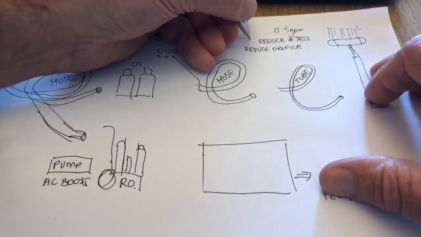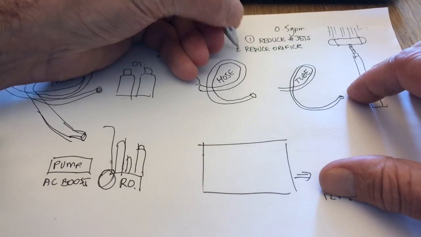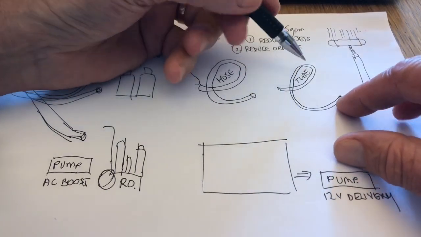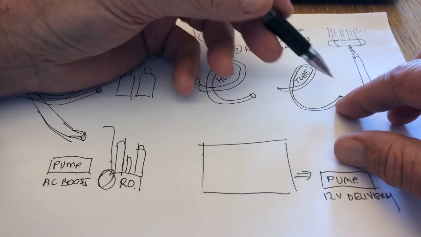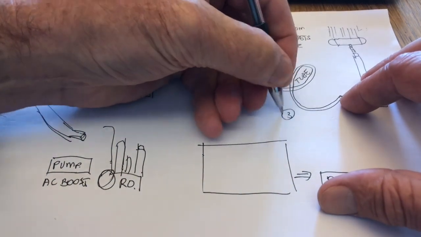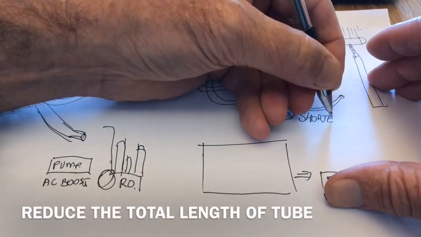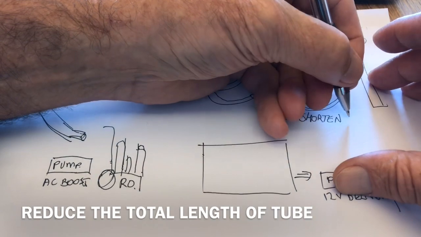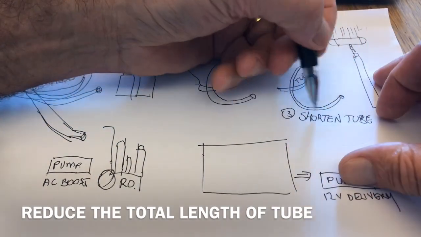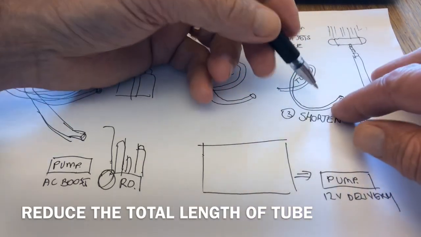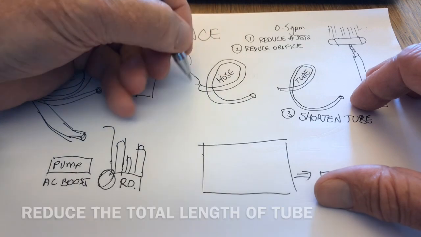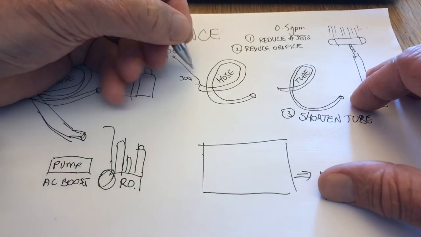So 1 is reduce jets. 2 is reduce orifice. 3, if we look at the tube, the tube reduces the flow rate a lot and creates a lot of pressure losses. So 3, if we shorten the tube, we reduce the resistance. So these are all ways to reduce the resistance. If we shorten the tube, we reduce the total cumulative resistance that's in the tube. Then we have our hose. If you have 300 feet of hose, it'll have resistance.